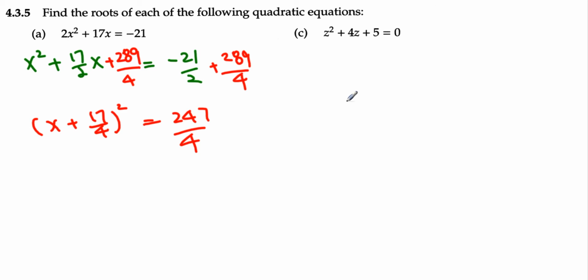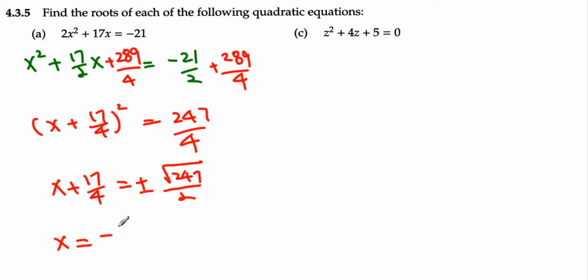Now, when I take the square root of each side, then we get x plus 17 over 4 must be equal to plus or minus square root of 247 over 2. So when I subtract 17 over 4, then we'll end up getting x will be equal to negative 17 over 4 plus or minus 247 over 2 becomes our answer.